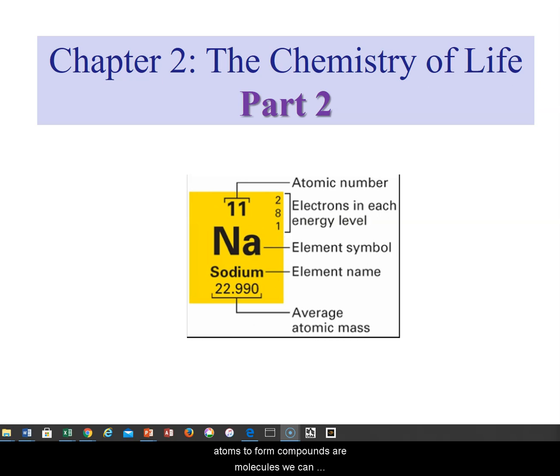compounds or molecules. We can subtract the atomic number from the atomic mass, because remember, the atomic mass is the number of protons plus the number of neutrons. So we can calculate the number of neutrons if we subtract the number of protons, or the atomic number, from the atomic mass.